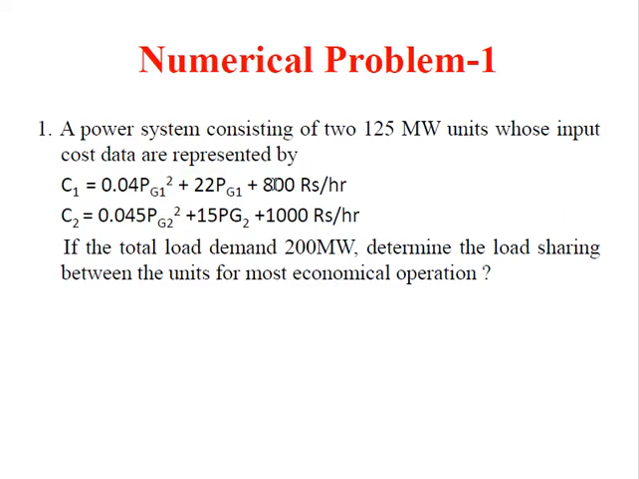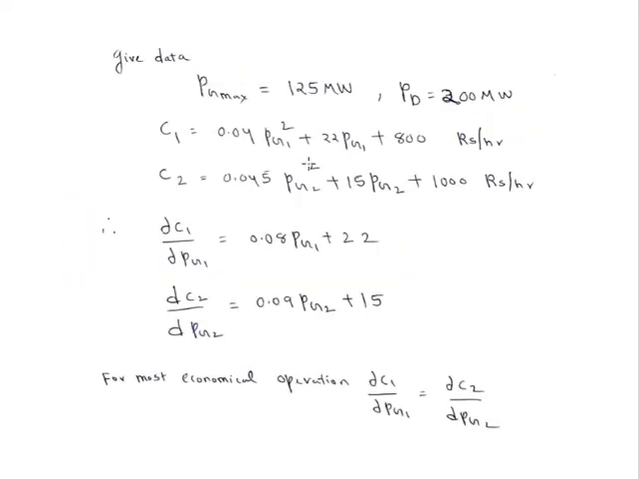That means generating stations 1 and 2 need to generate 200 megawatt, because transmission losses are not mentioned, so we can take it as transmission losses are neglected. And these are the given data: maximum generation capacity of the individual plant is 125 megawatt, and the load demand.